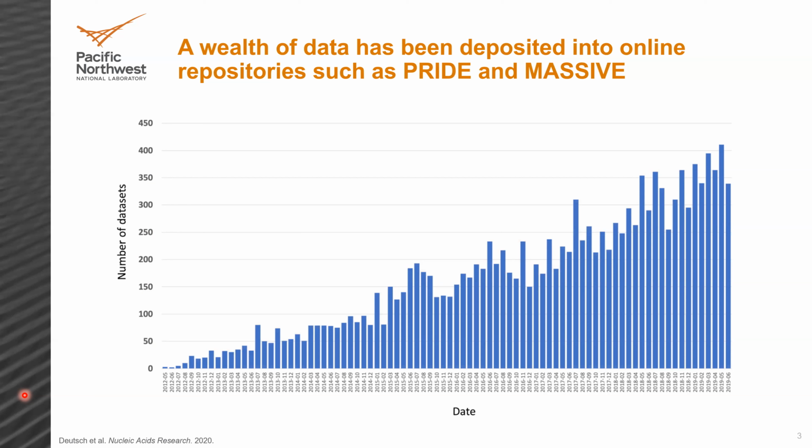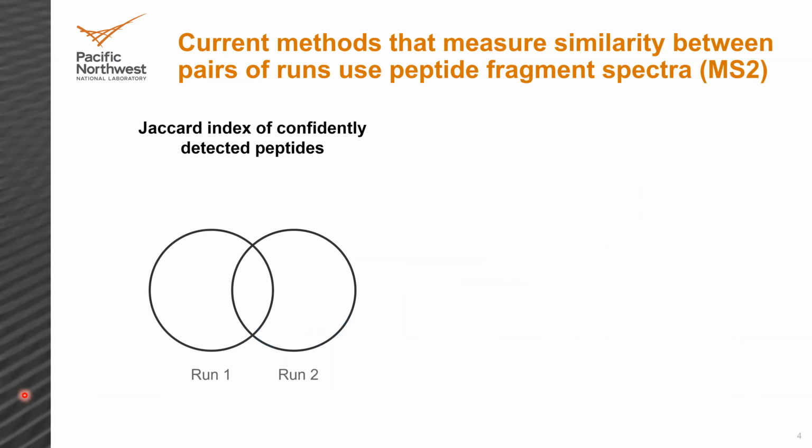How do you find mass spectrometry runs that are like your runs? And more concretely, how do you actually measure the similarity between two pairs of runs? Current methods that measure the similarity between pairs of runs use MS2 scans, or peptide fragment spectra. One of the more common ways to do that is to calculate the Jaccard index of confidently detected peptides. If we have two different runs, we can do a database search to get the set of confidently detected peptides, and we can calculate the Jaccard index between these two sets.